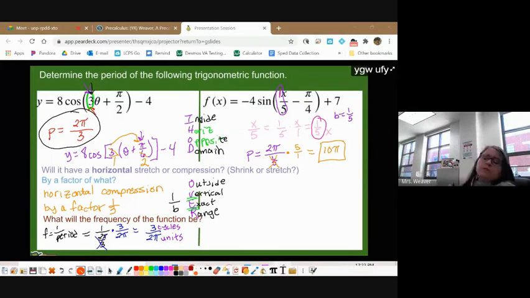Okay, so I have a question for you guys. That coefficient on the x was 1/5. This means it's moving at 1/5 of the normal speed. So it's moving slower than normal. So will that result in a compression or a stretch? If it's moving at 1/5 of the speed, it's going to take it 5 times as long to finish the cycle. That's going to stretch our graph out to 5 times as long as normal. That's going to be a horizontal stretch.